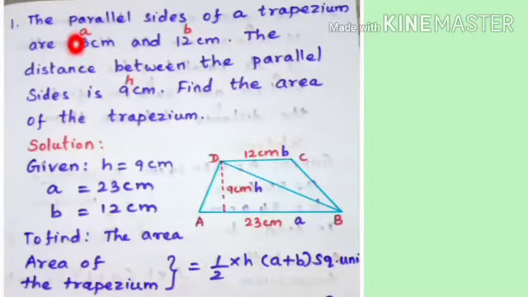Students, listen carefully. The parallel sides of a trapezium are 23 centimeter and 12 centimeter. The distance between the parallel sides is 9 centimeter. Find the area of the trapezium.